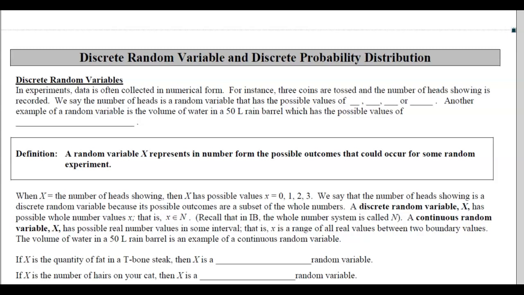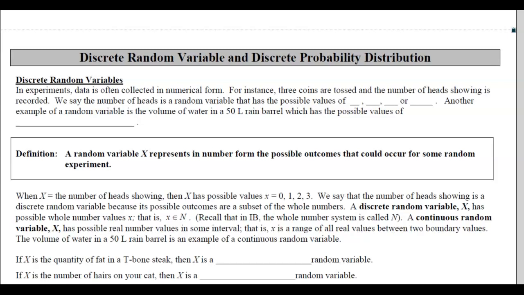Okay, so some definitions here. Discrete random variables, what does that mean? In experiments, data is often collected in numerical form. For instance, 3 coins are tossed and the number of heads showing is recorded. You say the number of heads is a random variable because it's random.